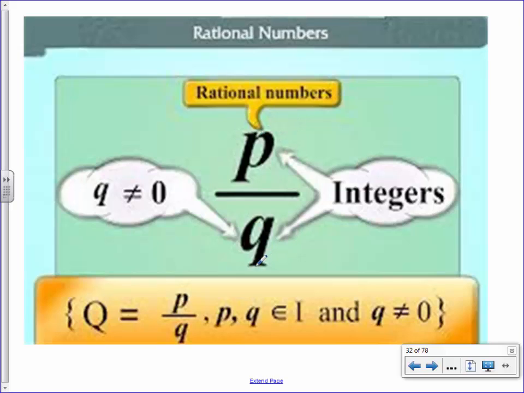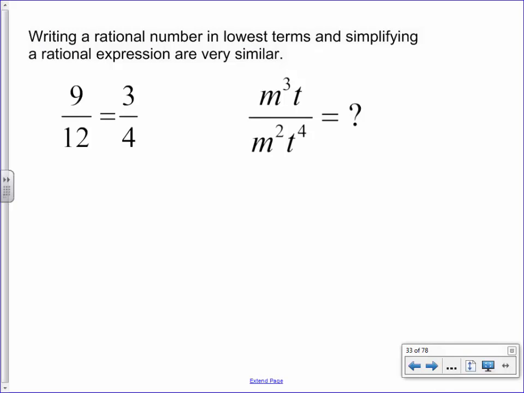And one more thought, though. There's a general rule in math that you cannot divide by the number 0. So for whatever reason, whatever's on the bottom of the fraction, we just have to make sure that it's not 0. Okay, let's do some examples.